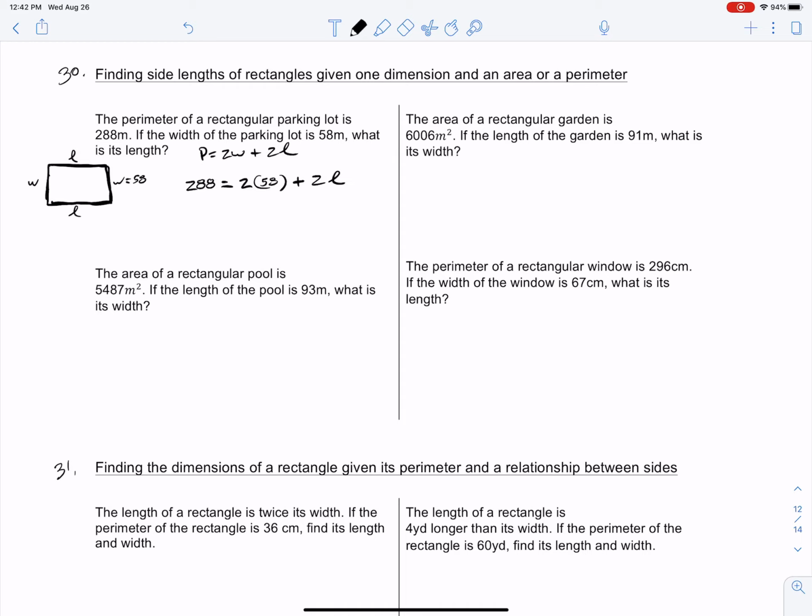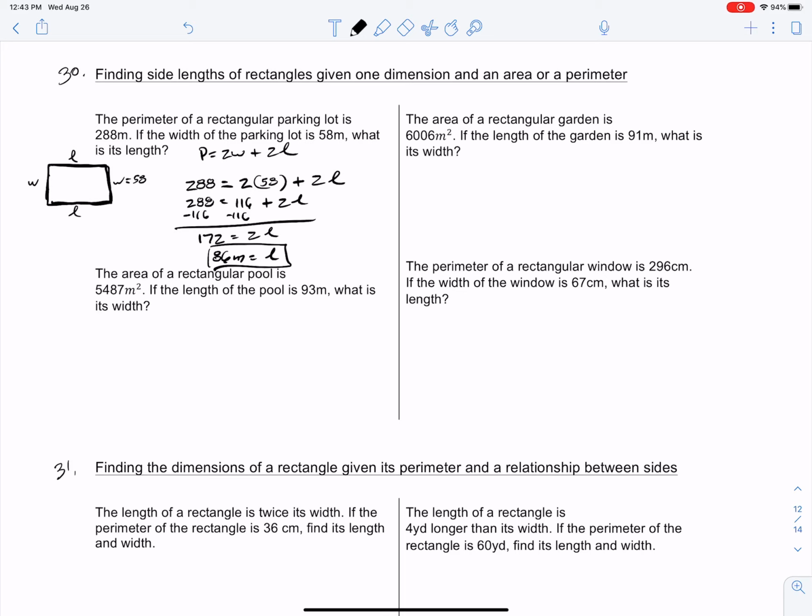Again, you just have to memorize the equation. This wasn't something that was given. It's just something that you need to pull back from your memory. So I get 288 equals, what's 2 times 58? You should get, I believe, 116 plus 2L. Minus 116 from both sides, you get 172 equals 2L. Divide by 2, you get 86 meters equals our length.